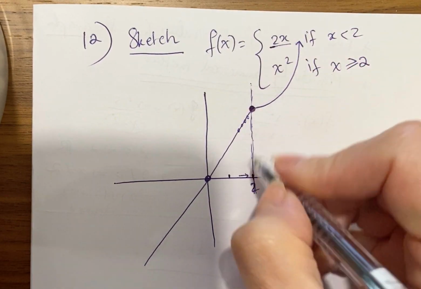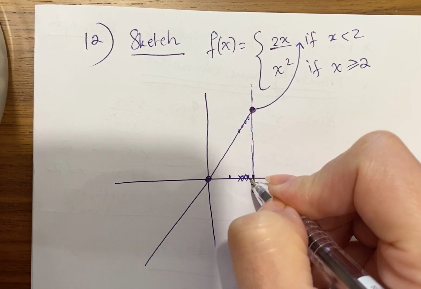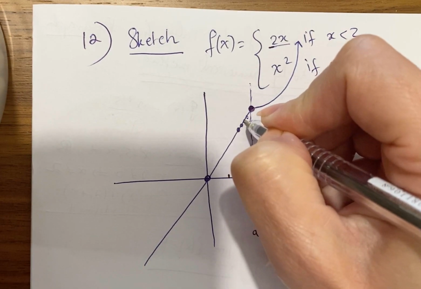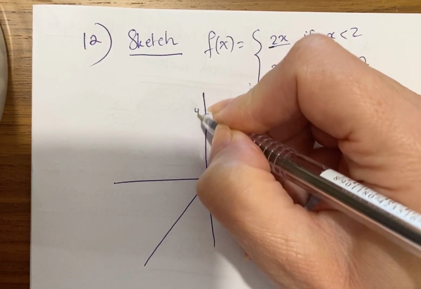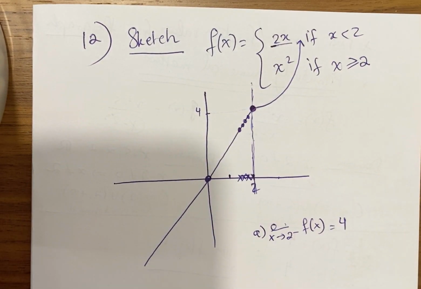2, I don't look at it. I look at the neighbors. The neighbors of 2. What are the function values corresponding to the neighbors of 2? Those. What's happening to them? They are approaching the number 4.